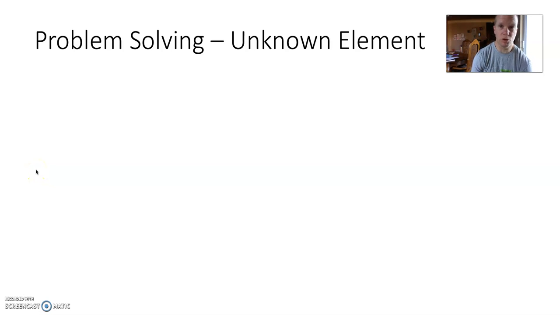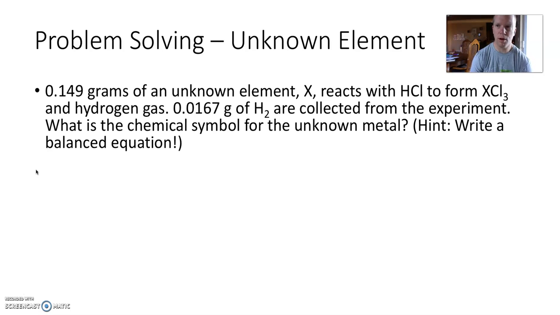These problems are tricky, and it's not necessarily the math that's tricky. It's just the problem solving and knowing what's going on. So here's the problem we've got. We need to find out what element X is. It reacts with HCl to form XCl3 and some hydrogen gas. Remember that hydrogen gas is H2. Also notice we have 0.0167 grams of H2.